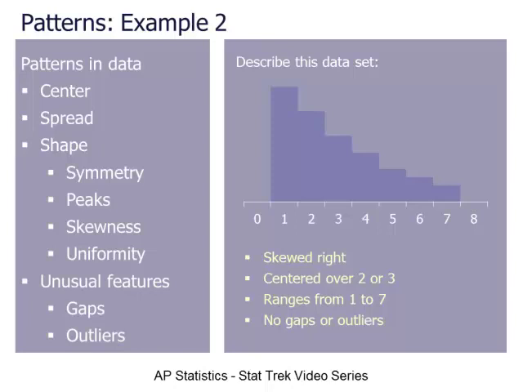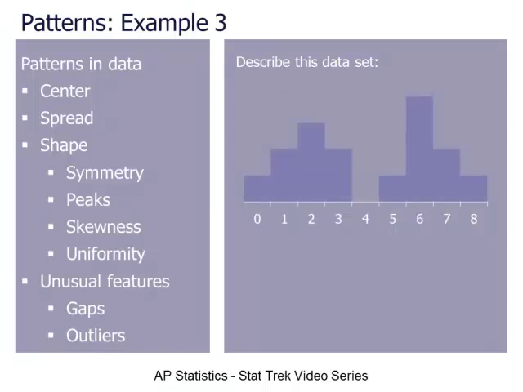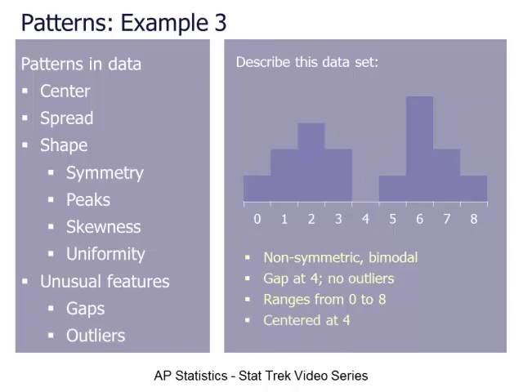And finally, let's try one more example. This is a non-symmetric data set. It has 2 peaks, one at 2 and the other at 6. So it is bimodal. There is a gap at 4, but no outliers. The data set ranges from 0 to 8. And it appears to be centered at the gap, 4.